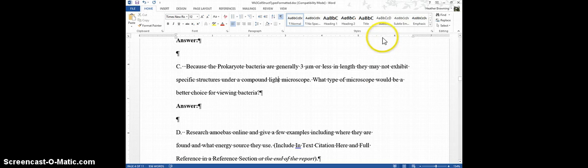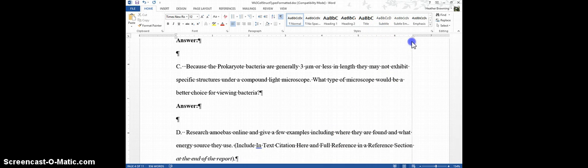bacteria are generally 3 microns or less in length. They may not exhibit specific structures under a compound microscope. What type of microscope would be the best choice for viewing the bacteria? So if it's really tiny, which one do you want to be using? This one looks wrong, doesn't it? That's right, this one's wrong. Seriously, spent all this time and they're still off.